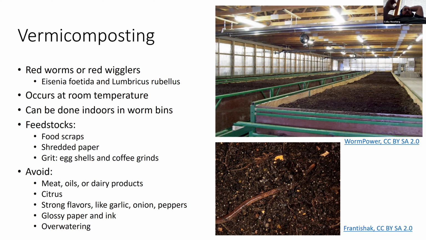Also, worms do eat paper, but we want to avoid glossy paper like magazines. So glossy paper and ink, try to avoid those if you can. Regular office paper or newspaper is fine. And also, we want to avoid overwatering. We can just mist the top of the compost bins with a water bottle if it's looking dry. But if you add too much water, it starts to throw off the balance of all the other microbes and organisms that are in the worm bin, and it can get problems with mites and other things.